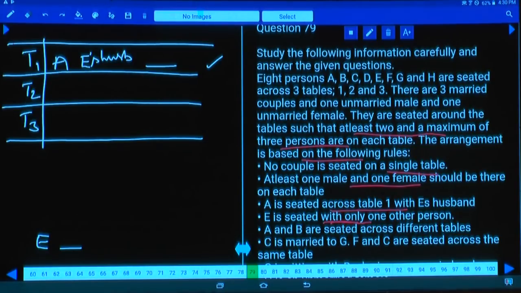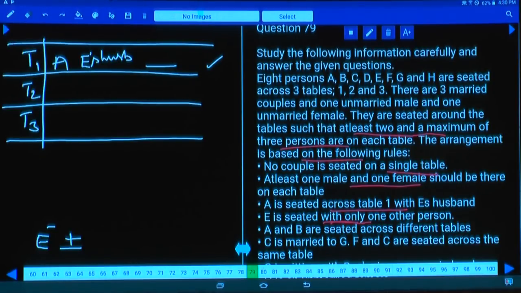And in the remaining 2 tables, 3 and 3 must be there. Then E is seated with only 1 other person. Then what is the gender of this E? E is male or female? E is a female. As E is a female, the person seated at the table must be a male. Isn't it? Because at least 1 male and 1 female should be there on each table.